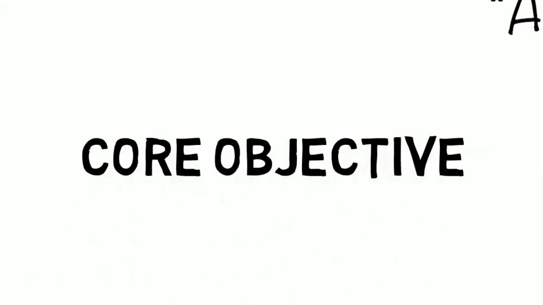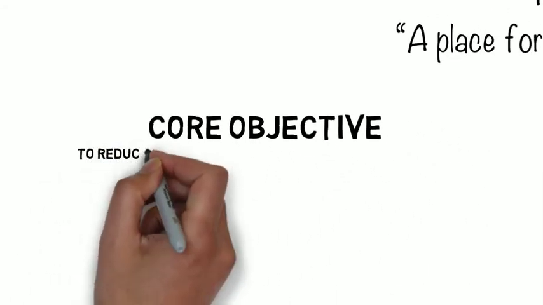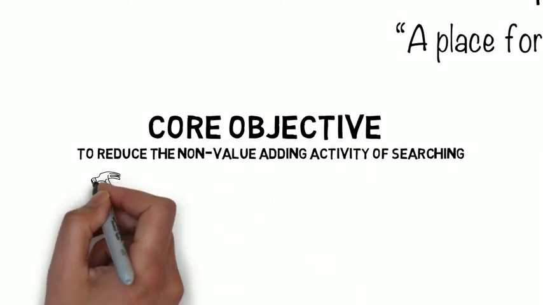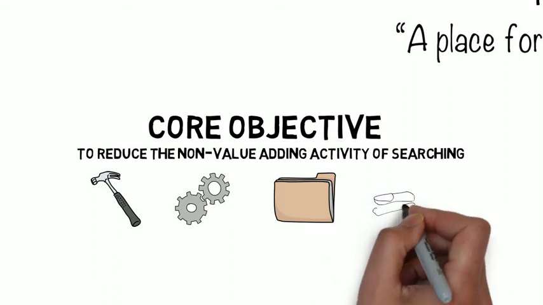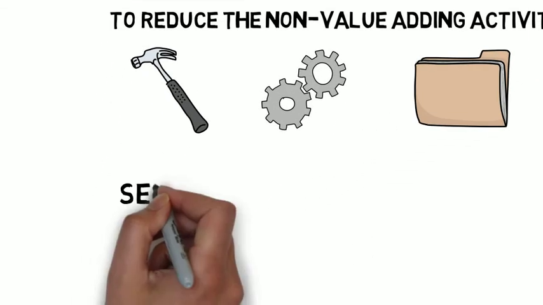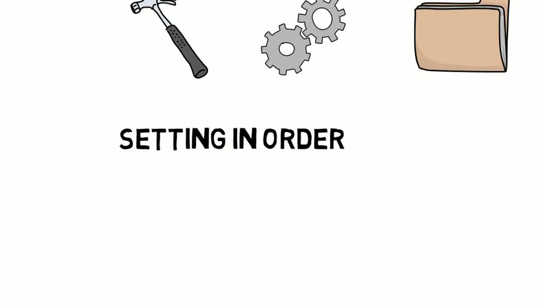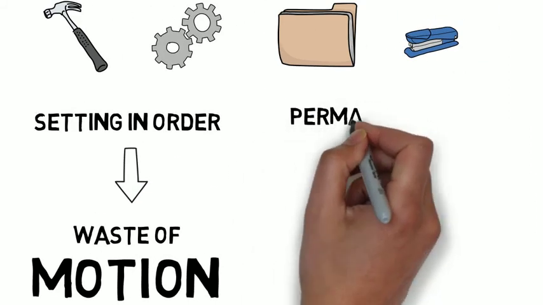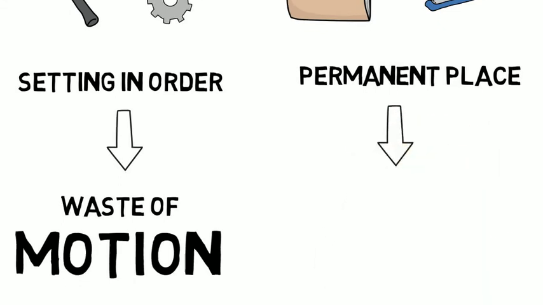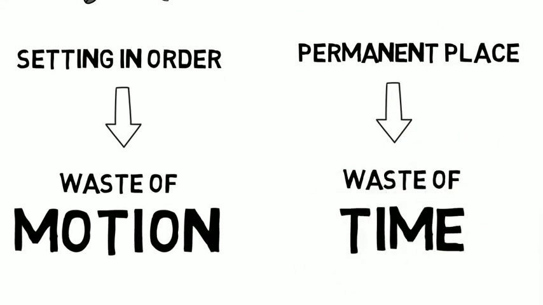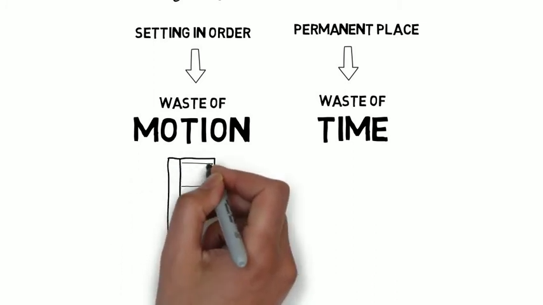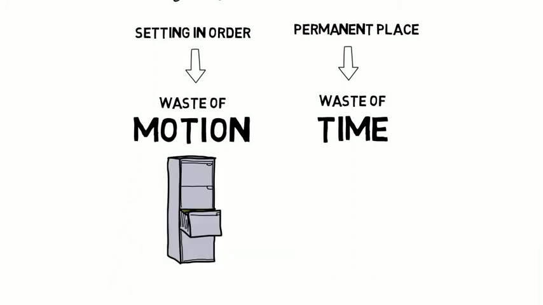A core objective of set in order is to reduce the non-value added activity of searching for tools, parts, documents, and other items. Properly setting things in order minimizes the waste of motion. Having a specified permanent place for everything helps eliminate wasted time as workers get the items they need. Items should be placed in close proximity to where they're used.